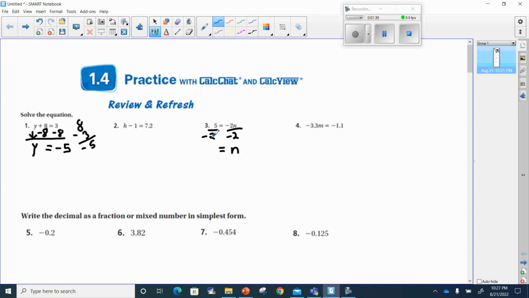And 5 over negative 2 is really going to be, well, one would say negative 5 over 2, but let's remember, 5 is a bigger number than 2. That means the numerator is bigger than the denominator. We need to see how many 2's go into 5. We're going to make this into a proper fraction. This is going to turn to negative 2 and 1/2.